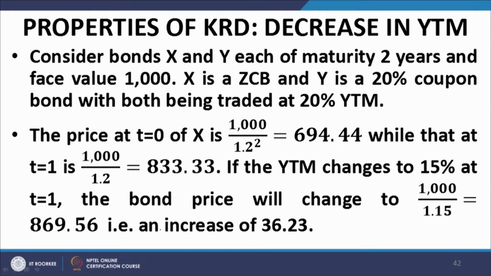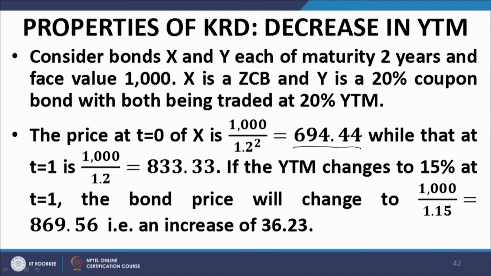Let us look at an example here to illustrate what we are trying to say. We consider two bonds X and Y, each of maturity 2 years and face value 1000. X is a 0 coupon bond and Y is a 20% coupon bond, with both being traded at 20% YTM. So, the price of X at t equal to 0 is equal to 1000 divided by 1.2 squared, because it is a 2 year bond. So, that is equal to 694.44.